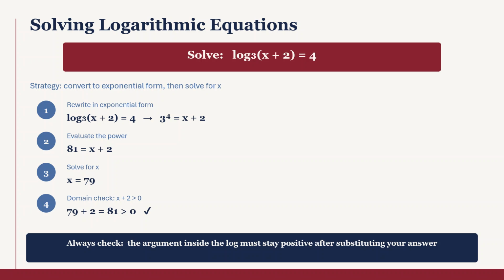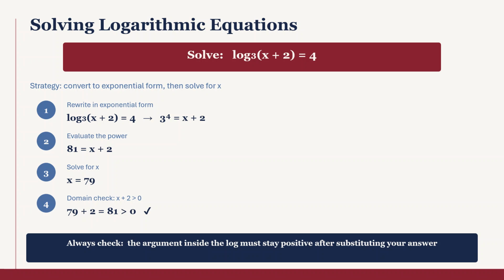Example: solve log base 3 of the quantity x plus 2 equals 4. Step 1. Convert from logarithmic to exponential form. Log base 3 of x plus 2 equals 4 means 3 to the 4th equals x plus 2. Step 2. Evaluate the exponential. 3 to the 4th is 81, so 81 equals x plus 2.